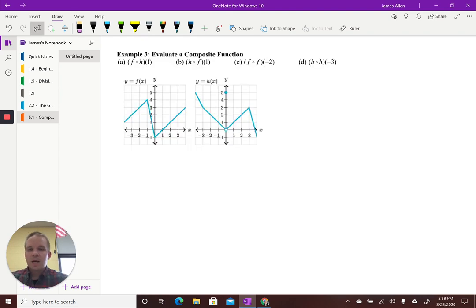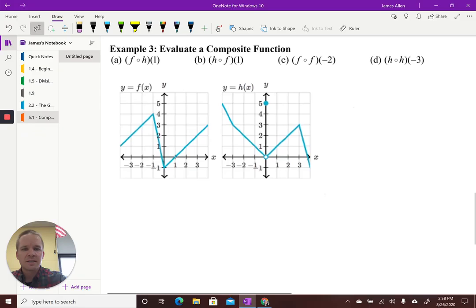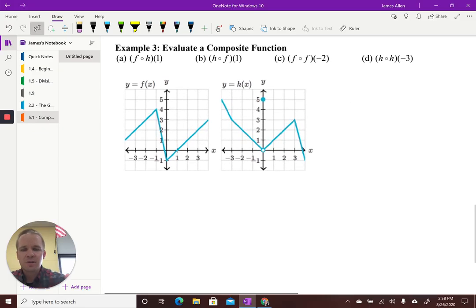Last thing we're dealing with, graphs. We're going to evaluate a composite function from a graph. I remember struggling with these the first time around. It takes a little bit of time to get used to it, but just be careful. So let's start. We have our y equals f of x right here, and our y equals h of x here. Awesome.